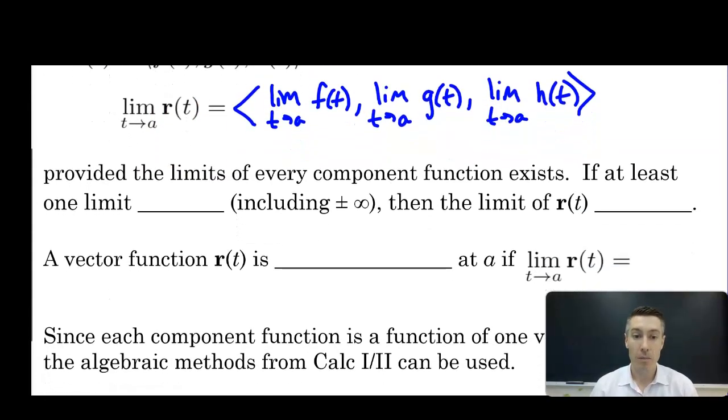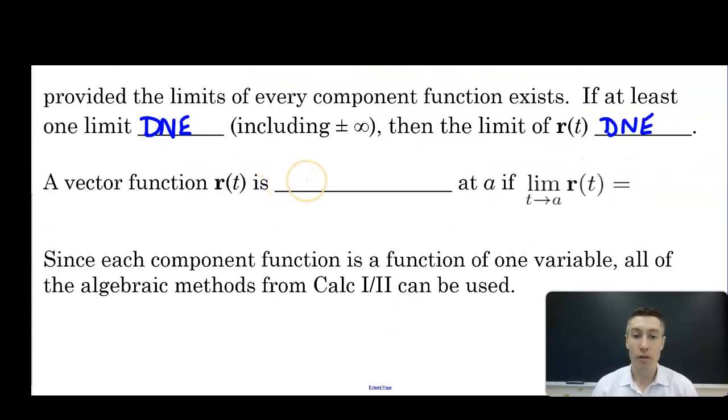Now that's provided the limits of every component function exist. If at least one limit does not exist, we'll abbreviate that DNE, and that includes a limit that goes to positive or negative infinity, then we would say that the limit of r of t also does not exist. Suppose we were taking the limit as t approaches a of g of t, and we got a limit that does not exist, well then we can say that the limit as t approaches a of r of t does not exist.